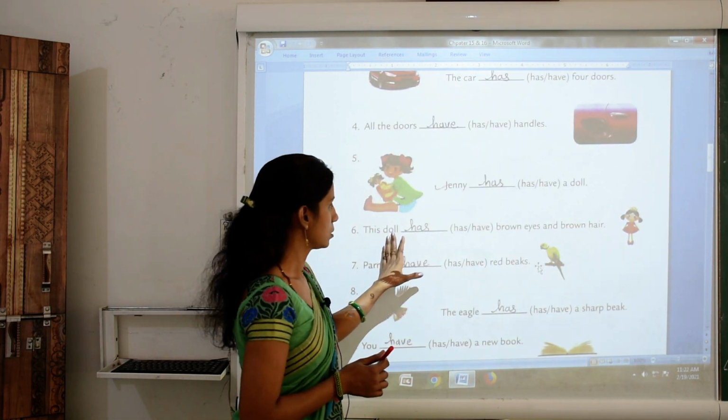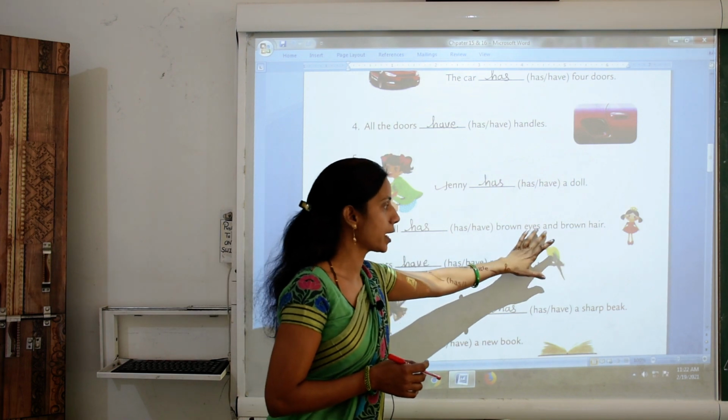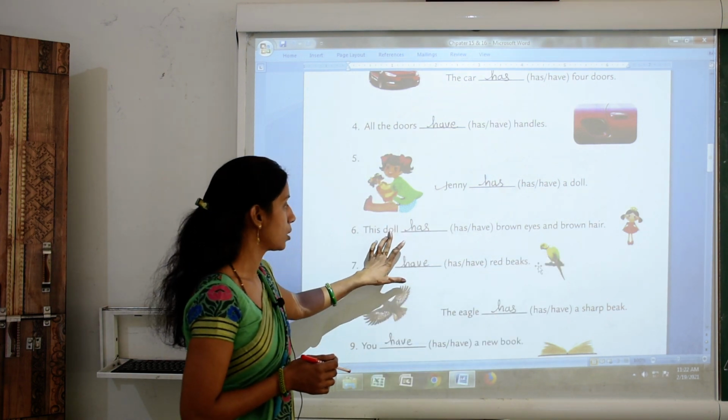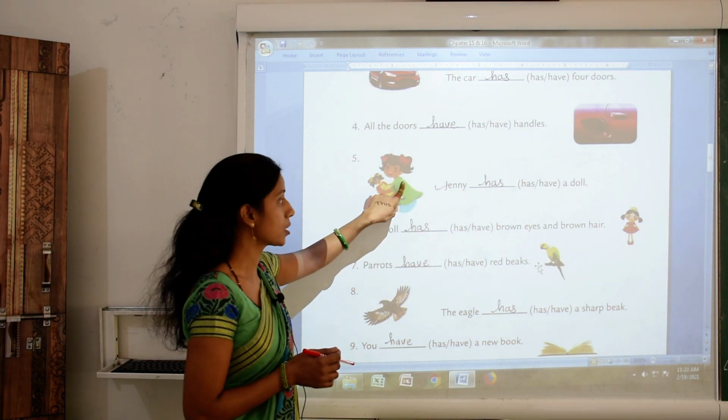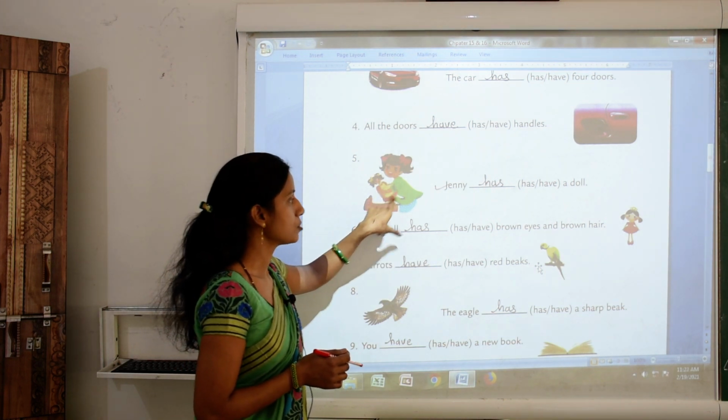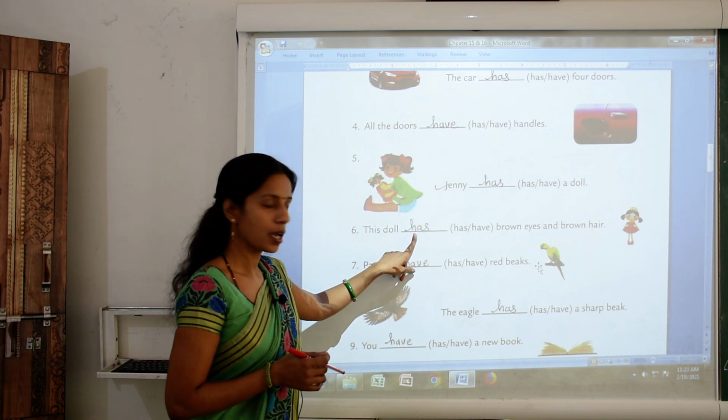Next number is, this doll has brown eyes and brown hair. This doll, it means only one doll. We are talking about only one doll. Here one girl, one doll. So we use has and again has.